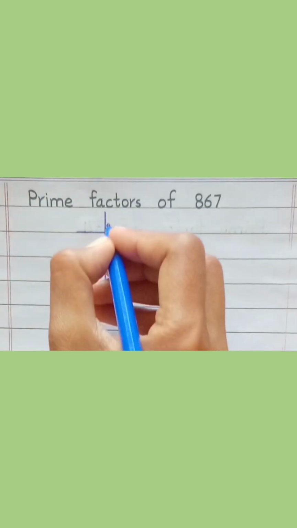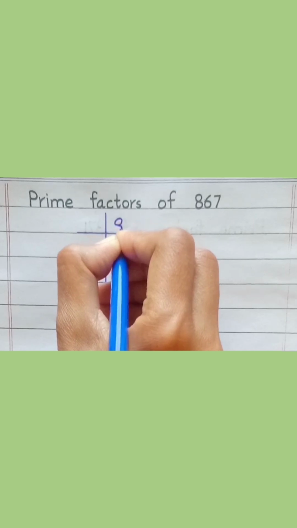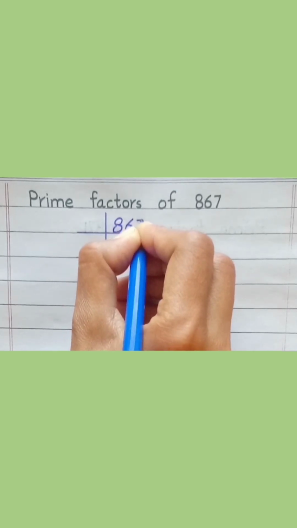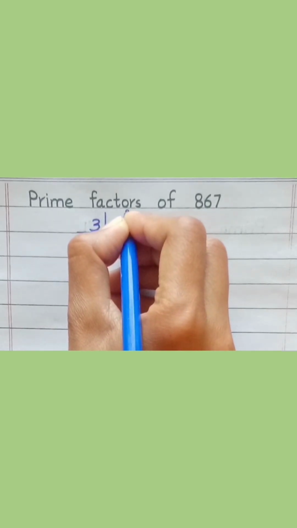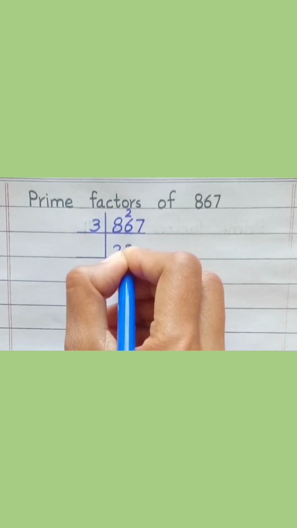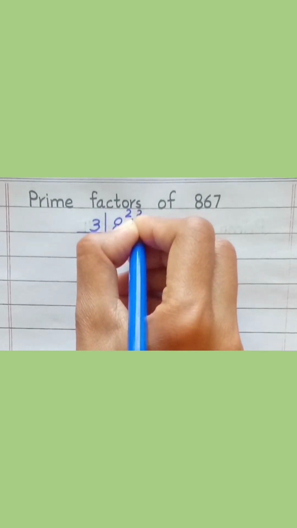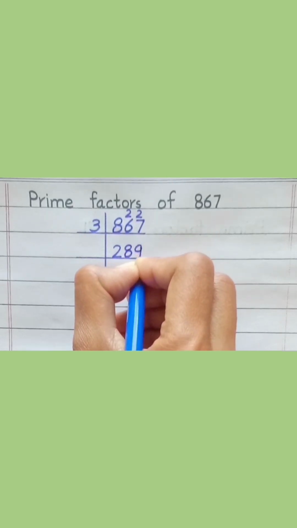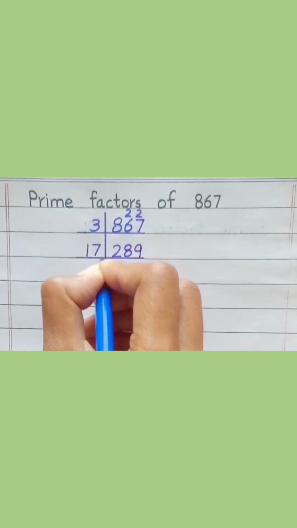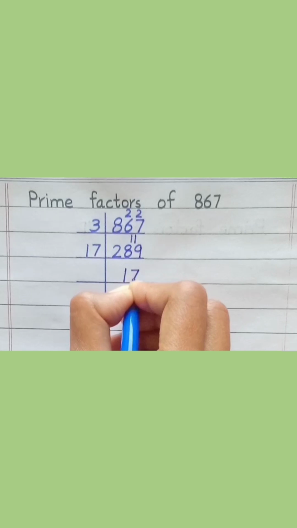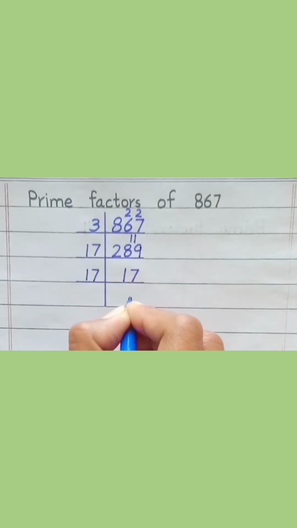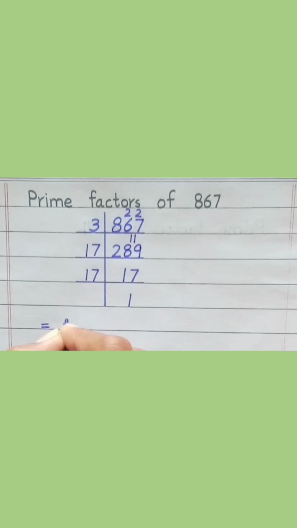Prime factors of 867. 3 2s are 6, 3 8s are 24, 3 9s are 27. 17 ones are 17, 17 sevens are 119. 17 ones are 17, equal 3 multiply 17 multiply 17.